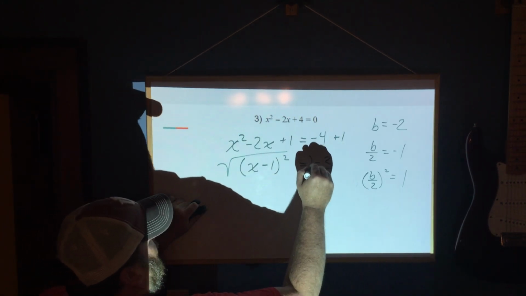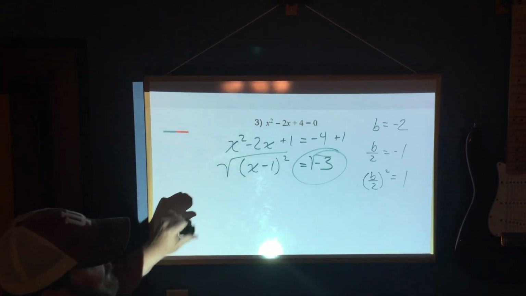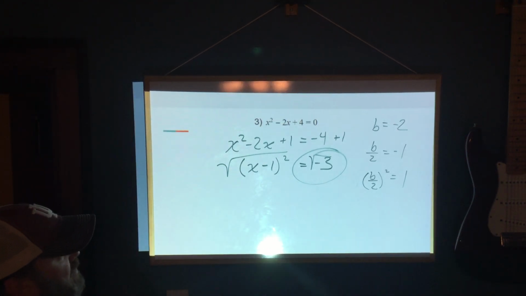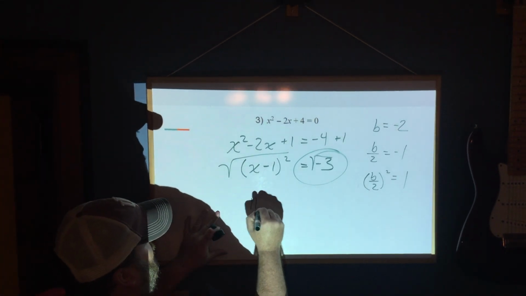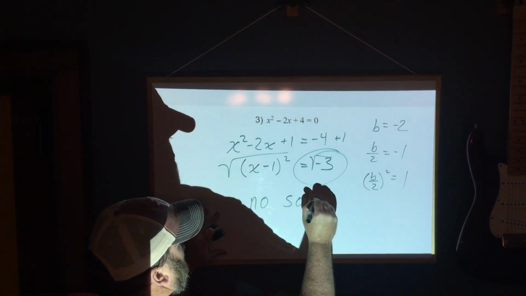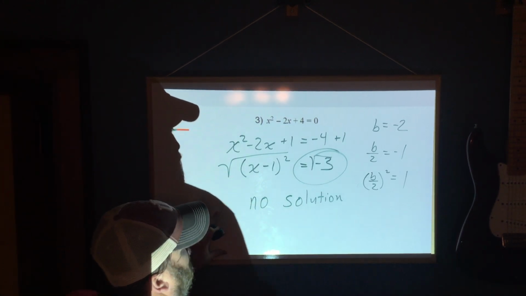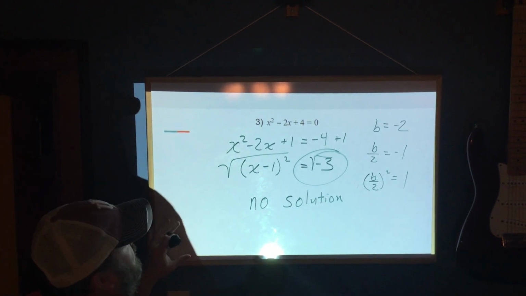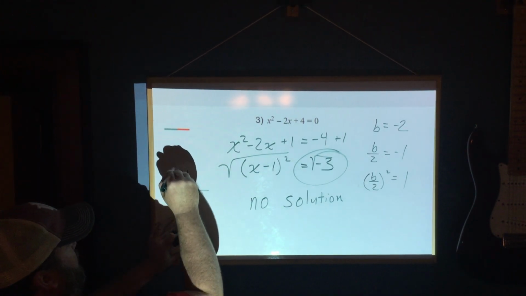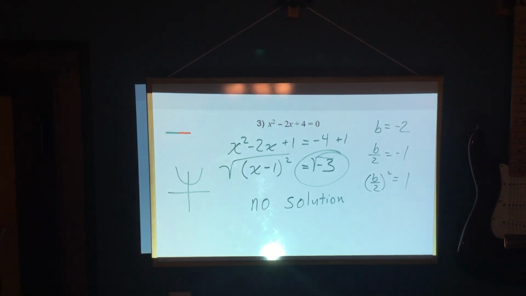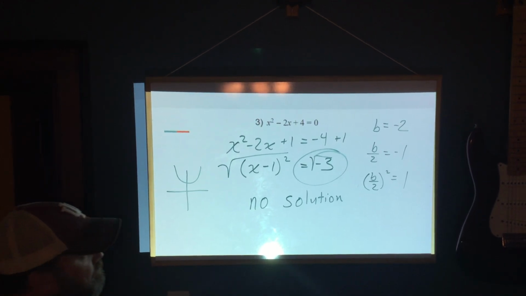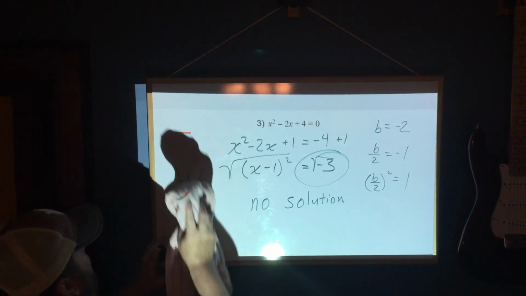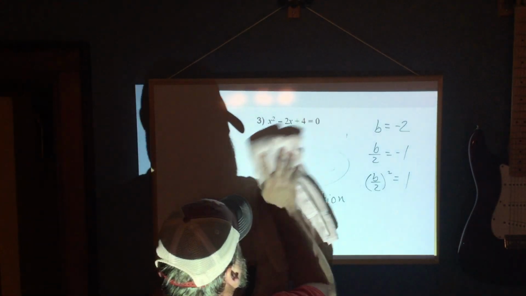Take the square root of both sides, and right here I cannot take the square root of a negative number, so I'm done. This one is no solution. Okay, in other words, if this was to be graphed, it would look something like that. It would never cross the x-axis. All right, number 4 from the section 9.8 homework.